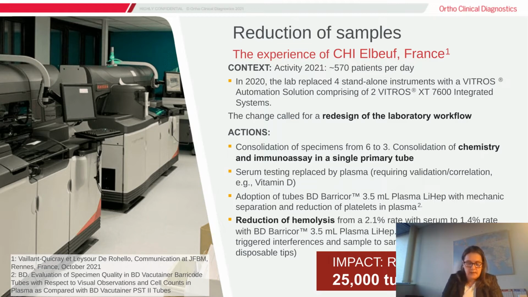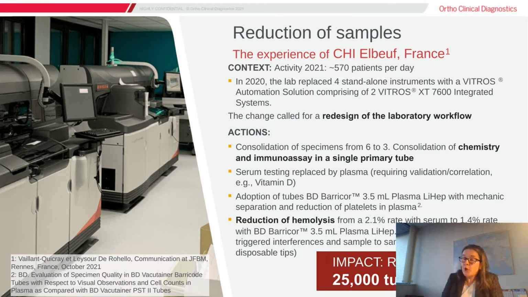This change triggered a redesign of the laboratory workflow, and different changes were applied. First of all, there was a reduction of specimens from 6 to 3, so half of them, and a consolidation of chemistry and immunoassays in one single primary tube. Secondly, some assays required an internal validation and correlation so that serum testing could be replaced by plasma testing, and this is the case for vitamin D.